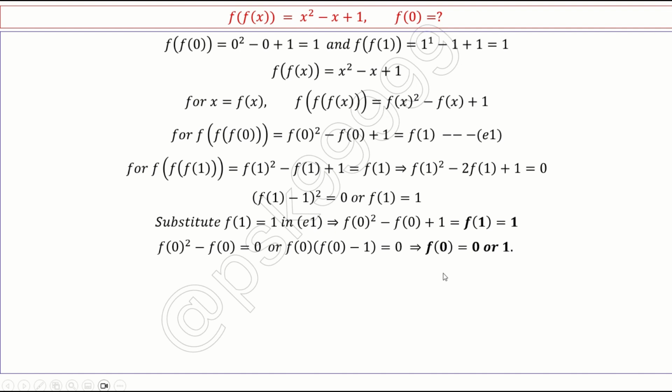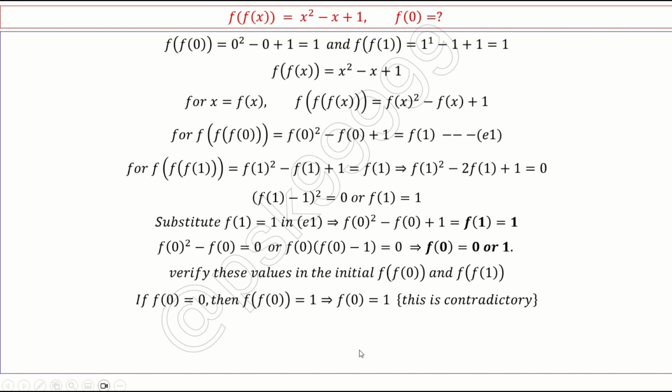Two values are there. Only thing is, don't assume that it has two values. It's a function, right? So substitute these values and see where it fits. Let's take f of 0 equal to 0 first. If f of 0 is 0, then f of 0 equal to 1, is it correct? Wrong, because I am assuming f of 0 equal to 0, I am starting from here and ending at f of 0 equal to 1. This is contradictory.